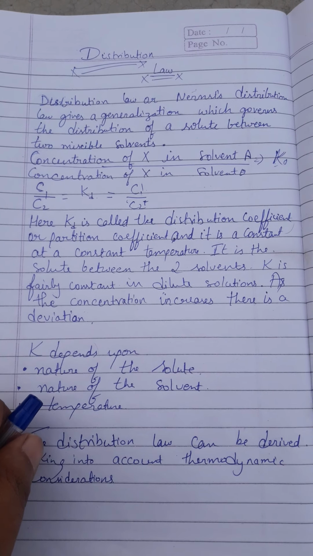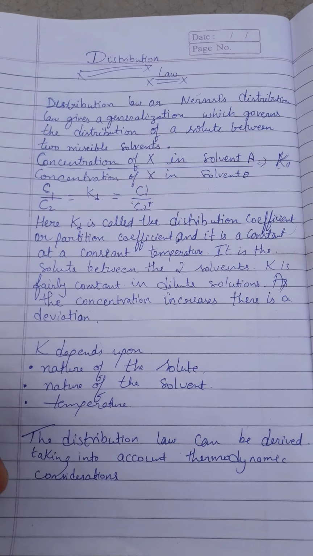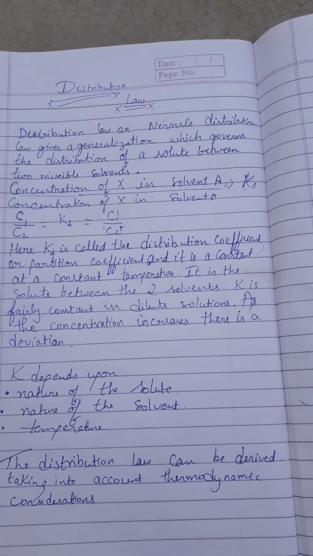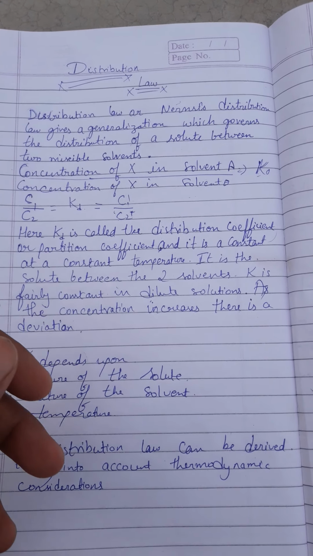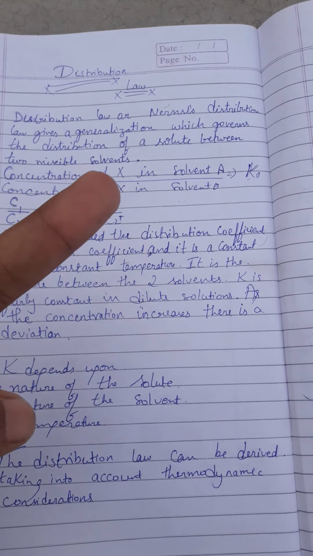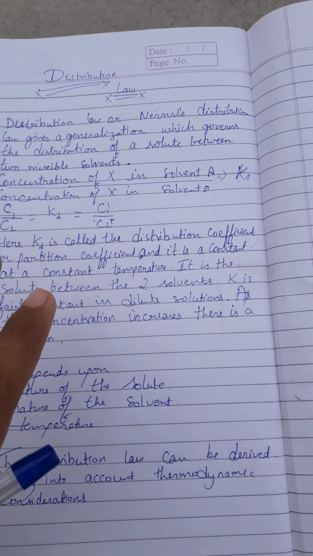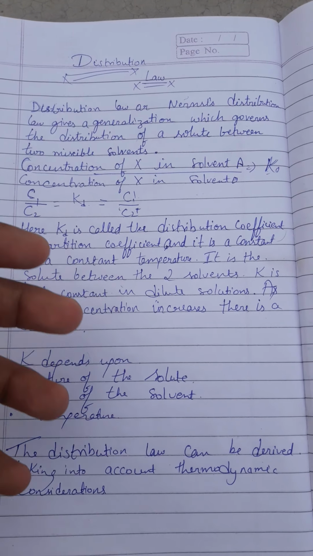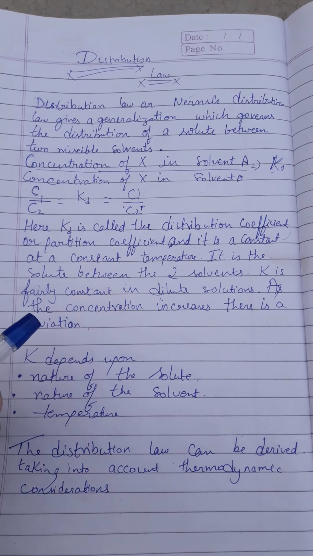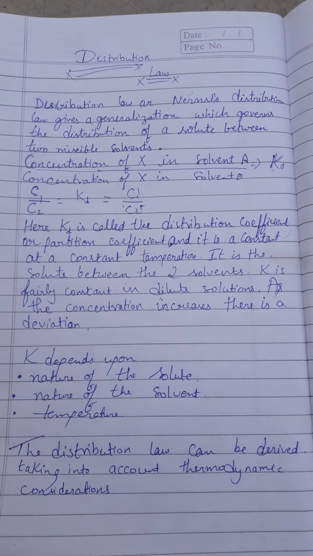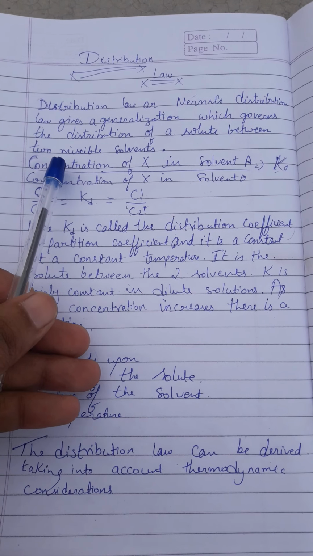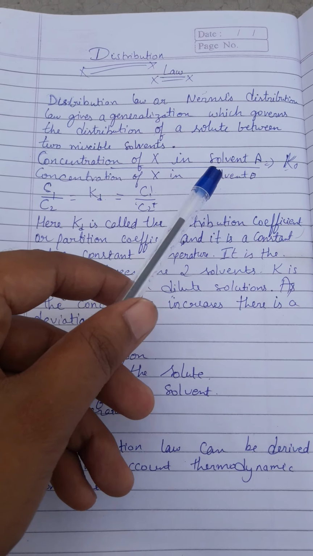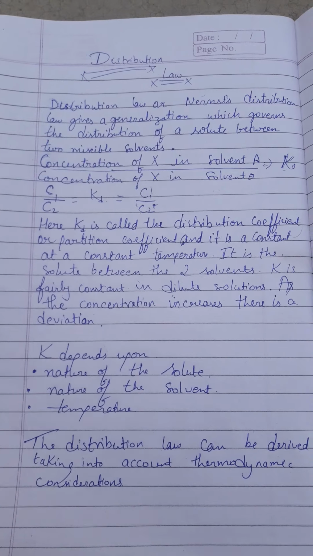At a fixed temperature, a substance X distributes itself between two immiscible solvents A and B in equilibrium with each other in such a way that the ratio of the concentration of X in the two solvents is constant, provided that the solute X is in the same molecular state in both the solvents. Mathematically, concentration of X in solvent A divided by concentration of X in solvent B is equal to Kd.